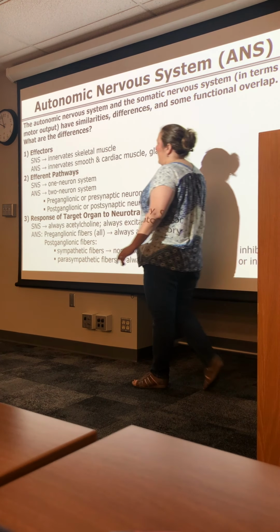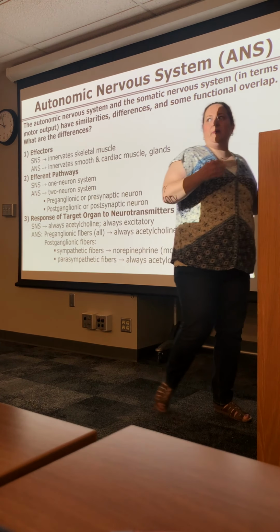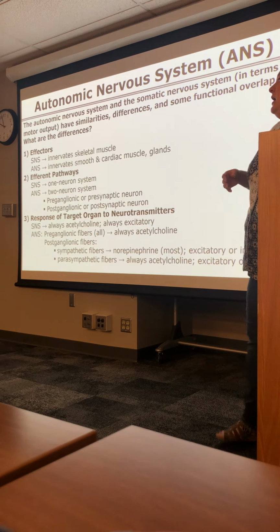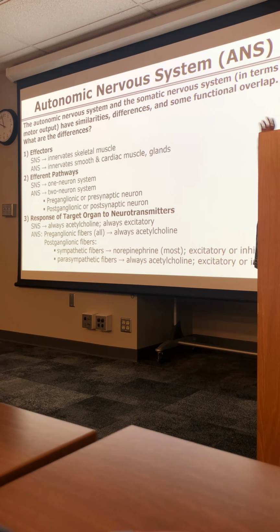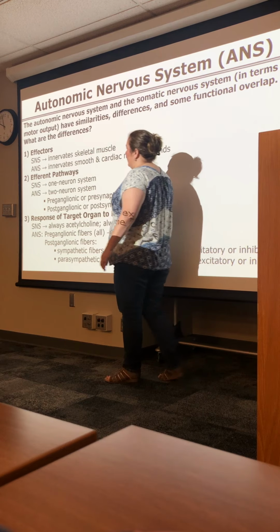And if we look at the somatic nervous system, it's a one neuron pathway. So somewhere in the central nervous system, you have a cell body of a motor neuron, and it's going to send its axon all the way out to that skeletal muscle to activate it. So it's a one neuron pathway or system to be able to impact that skeletal muscle.